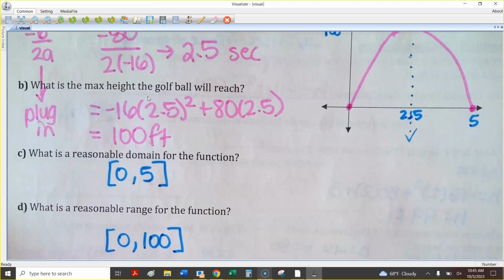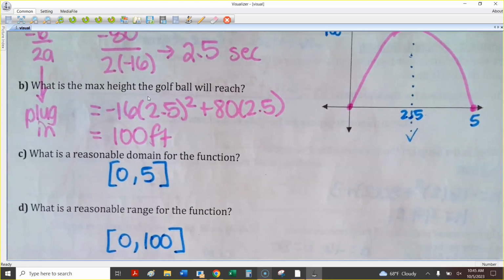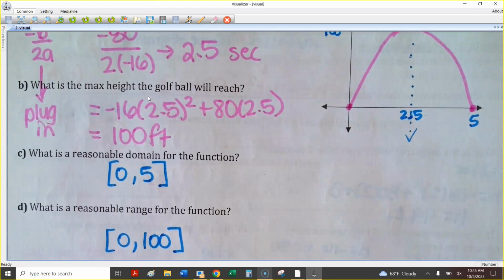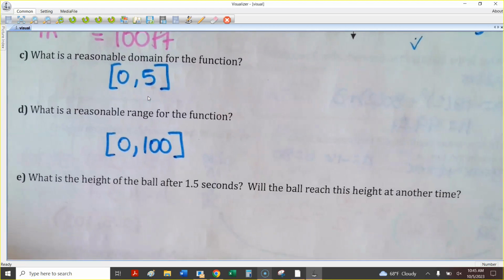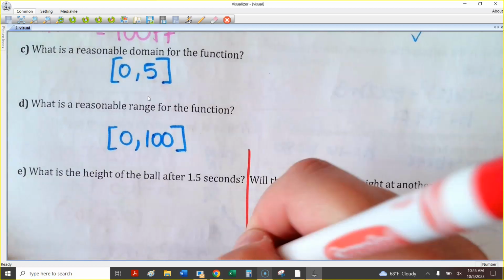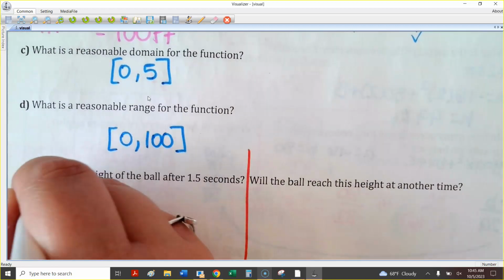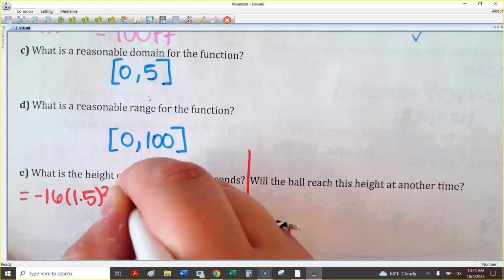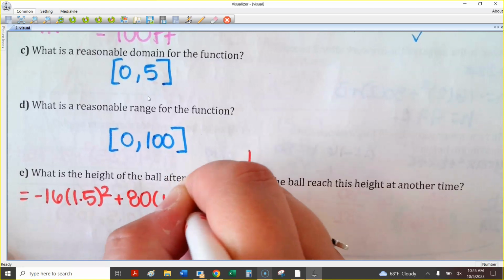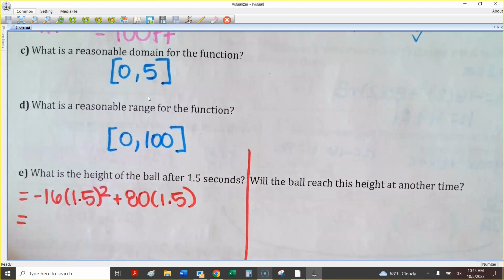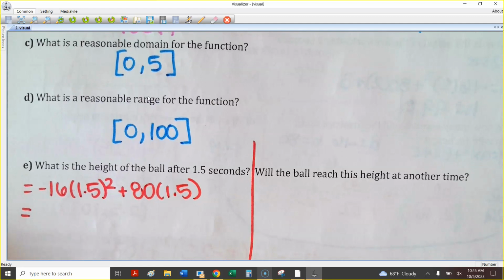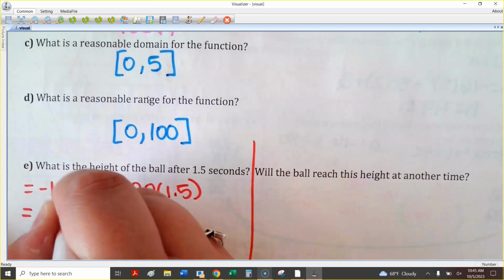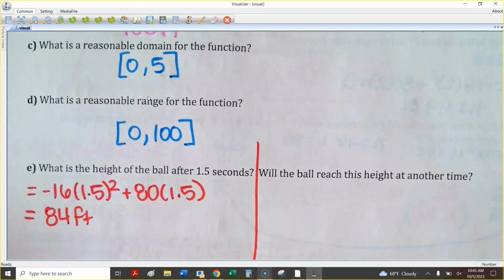Okay, now the last question, and this is kind of tricky. So it says, what's the height of the golf ball after 1.5 seconds? So super easy, we're just going to plug in 1.5. So it'd be negative 16 times 1.5 squared plus 80 times 1.5. All right. Did anybody get, what is this? What'd you get? Should be 84. Okay, so this would be 84 feet. I should have spaced this out better, but this should be 84 feet.